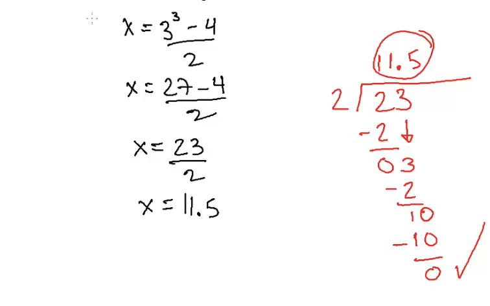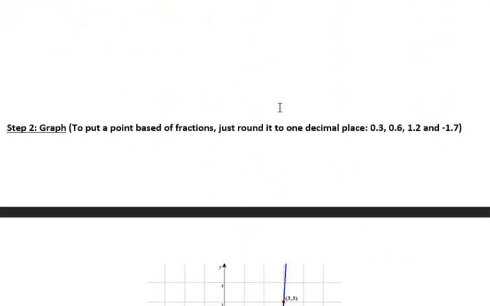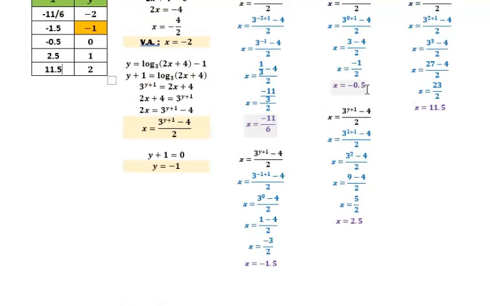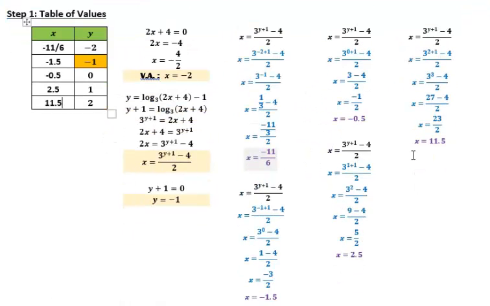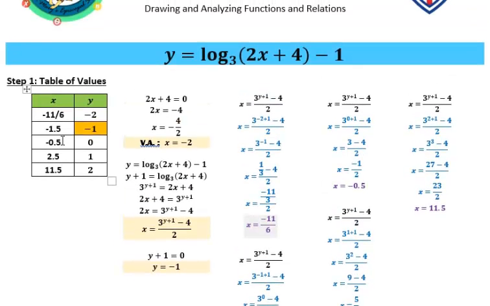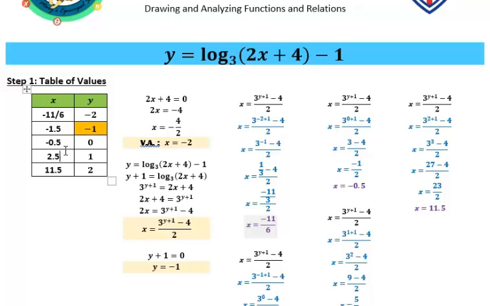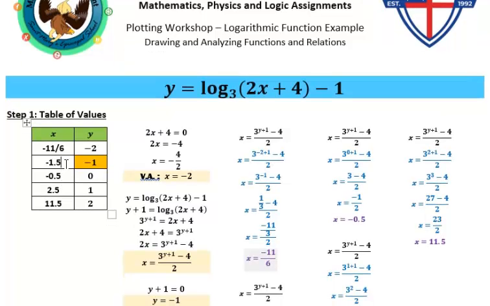That will be the final answer of the table of values, which we're going to put right now. So in the table of values, we're going to put 11.5. Those are all of the answers: minus 11 over 6, minus 1.5, minus 0.5, 2.5, and 11.5. Those are the answers that we're going to put in the table of values. The numbers that we can actually use to make sure to draw this without too many complications are only these 3 points. So those 3 points will be the ones that we could try to use.